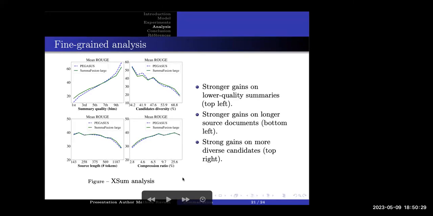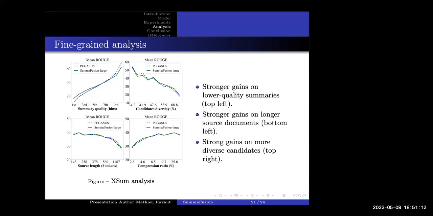We also have some fine-grained analysis where we break down the entire test set across several dimensions, split data points into bins across these dimensions, and then in each bin compare the performance of the Pegasus baseline and the new model, SummaFusion. Those four features that we're using are the summary quality, that is, the ROUGE achieved by the Pegasus top beam, the candidates diversity, so how candidates overlap with each other, the source length, and the compression ratio.